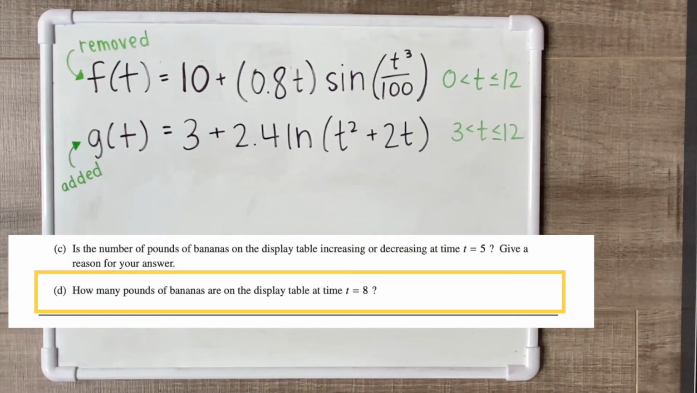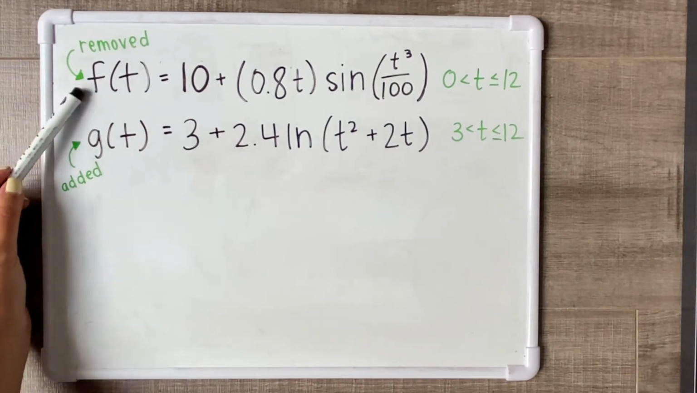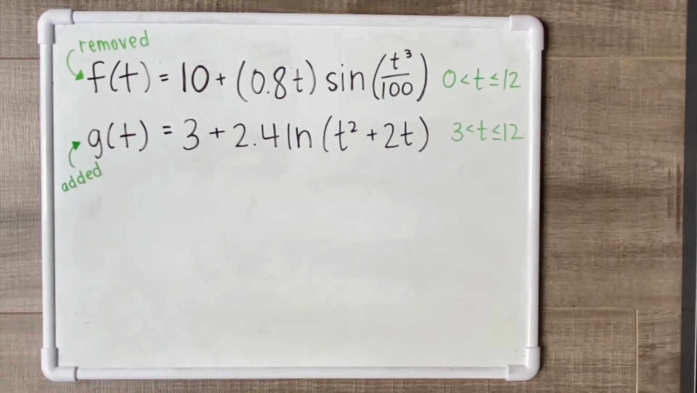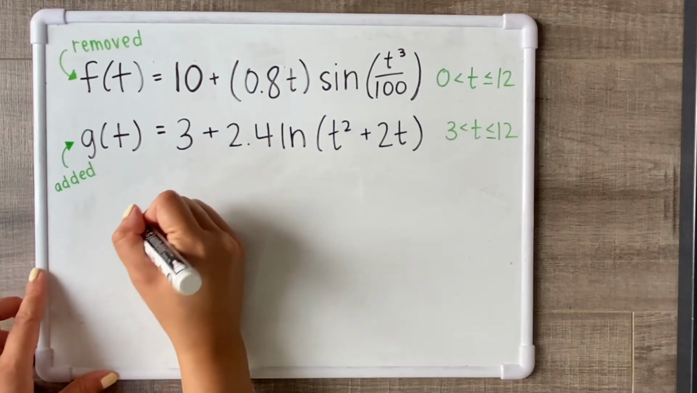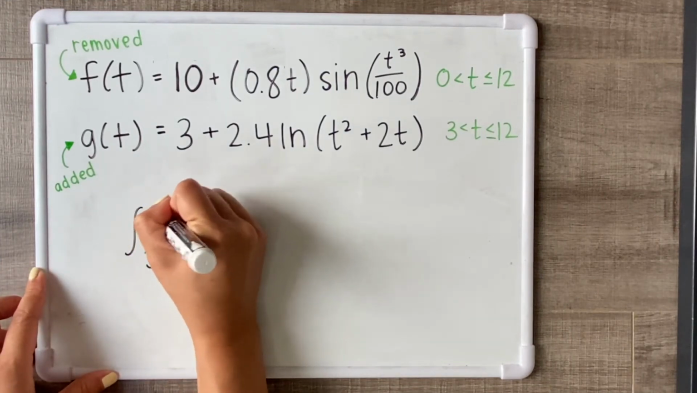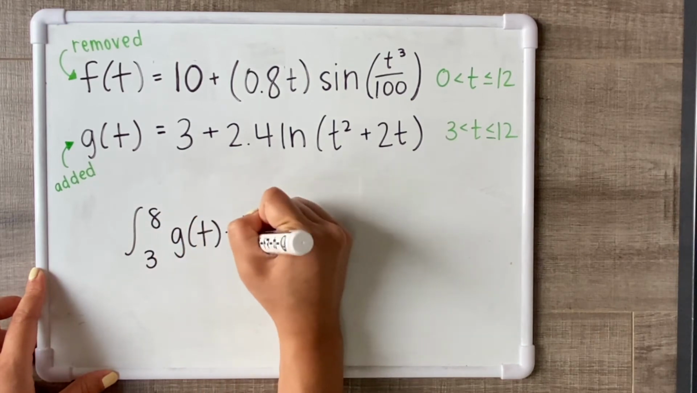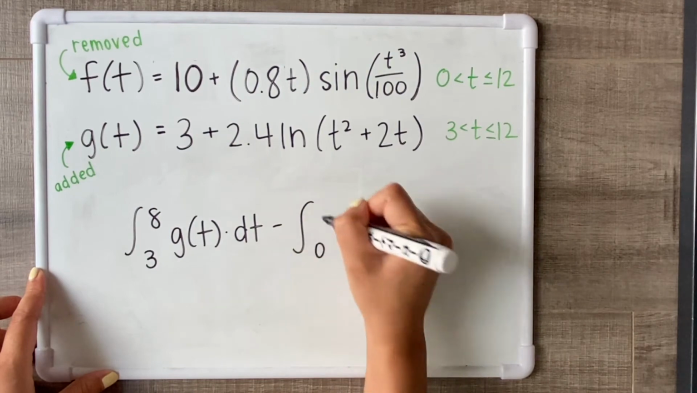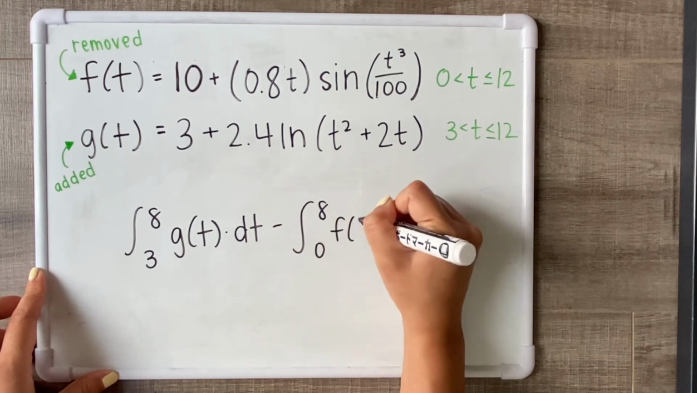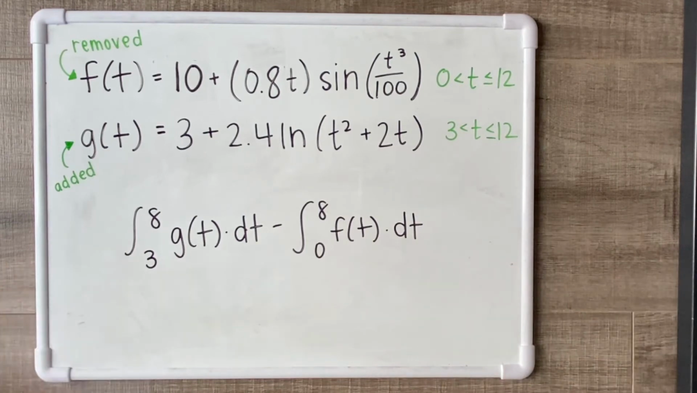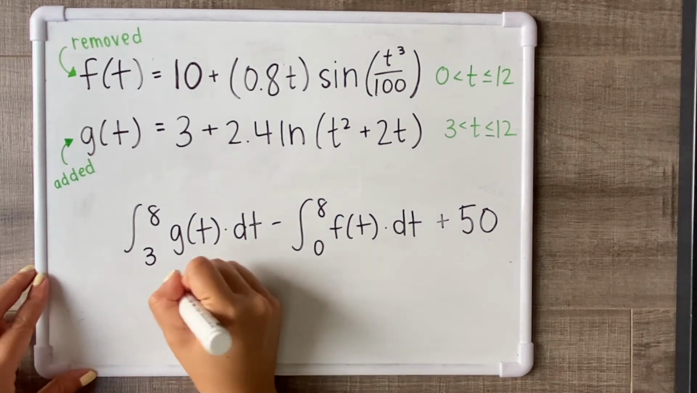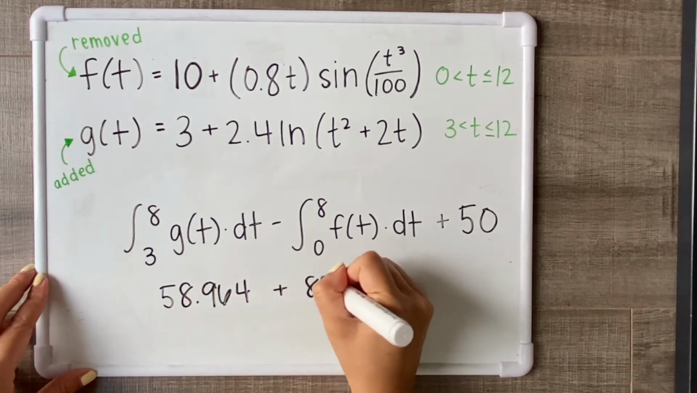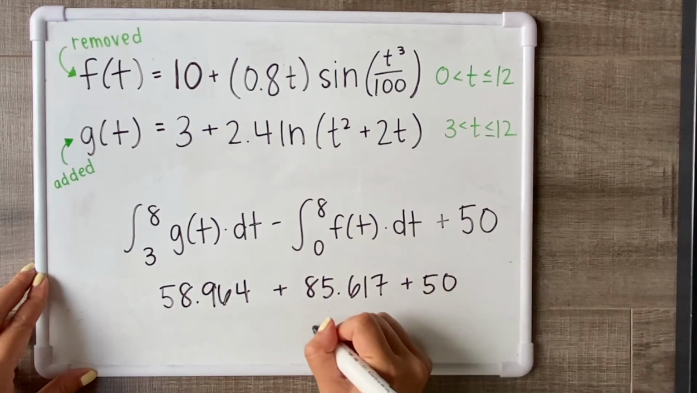To get the number of pounds of bananas at time 8, again, since bananas are being added and then removed, we'll have to subtract f from g. And to get the number of pounds, we need to use the integral. So from our given information, the g of t equation, or the bananas being added equation, that only starts happening at 3 hours. So this one will be the integral from 3 to 8, and then minus the bananas removed, and that's from 0 to 8. And then lastly, we had started out with 50 bananas when the store opened from the given information. So if we add all that up, we get about 23.347 pounds of bananas.